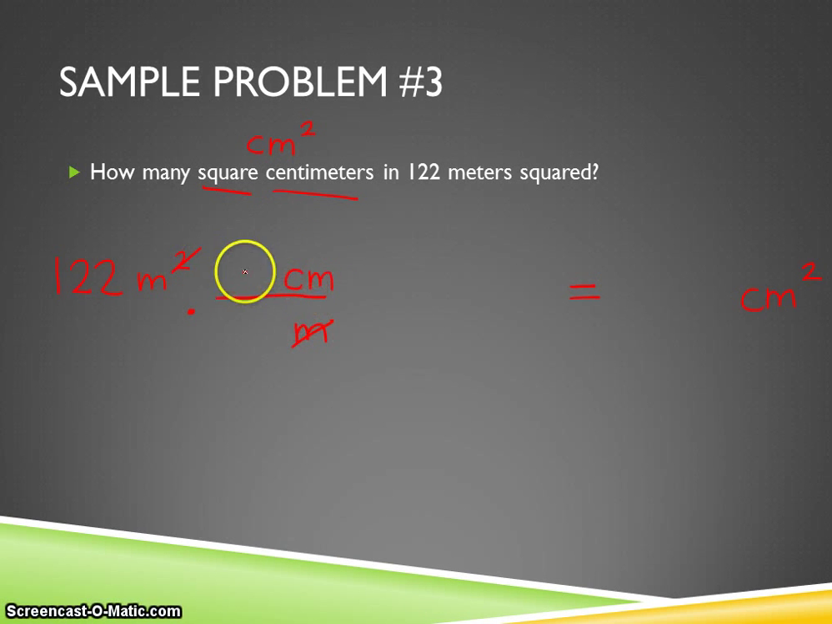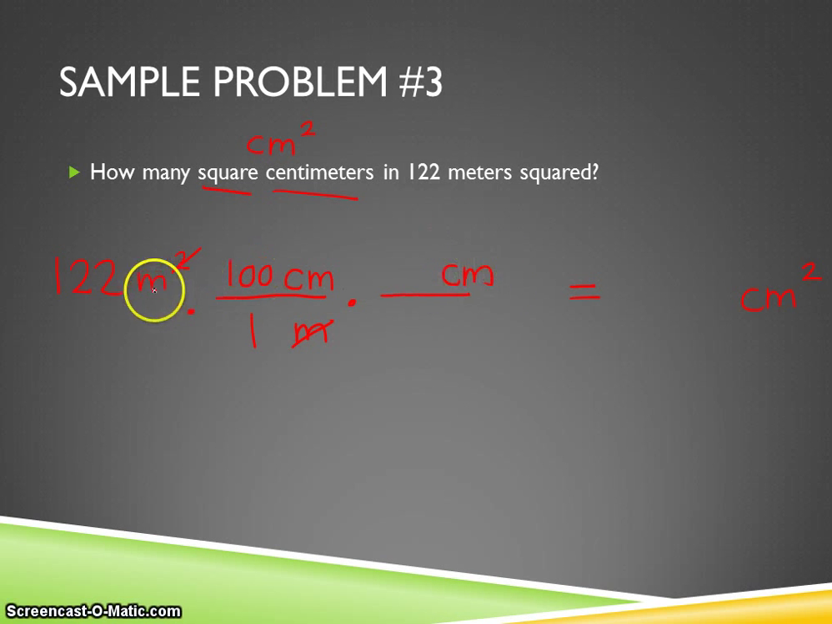So if I do this, I know that there's 100 centimeters for every 1 meter. The problem is, though, that if I leave this the way it is, I have meter times centimeter, and that's not the units I'm looking for. I'm looking for a centimeter squared. In order to get centimeters squared, I'd need to have centimeter times centimeters.